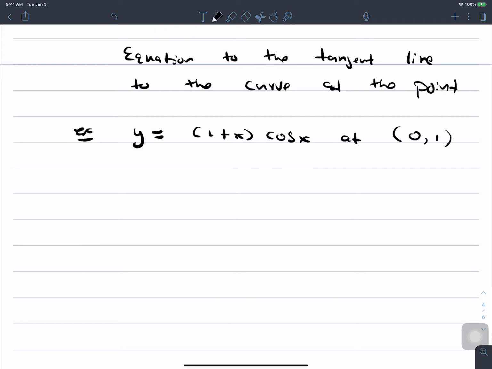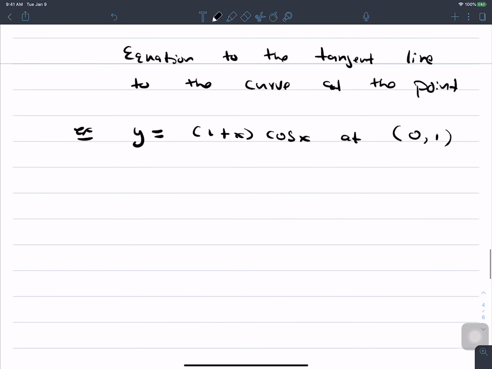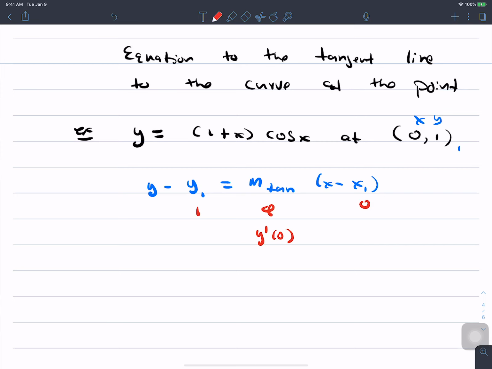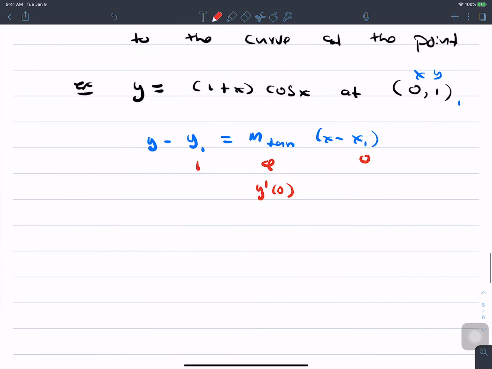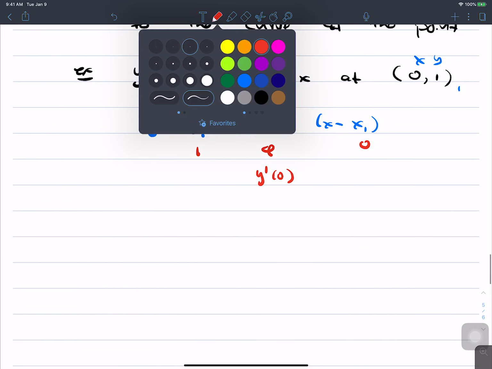Okay. All right, so ladies and gentlemen, of course, you know by now that this is y minus y1 is m tangent times x minus x1. So here's my x and y coordinate. y1 is 1, x1 is 0. M tangent is the derivative of that function evaluated at 0. So we can call that y prime at 0 here. So we need that derivative.